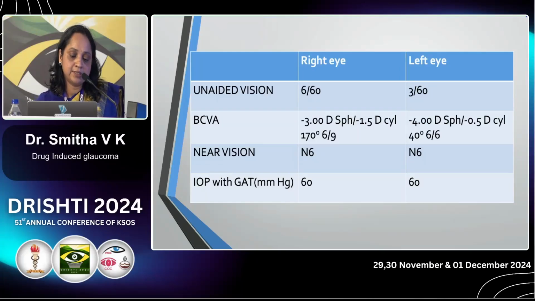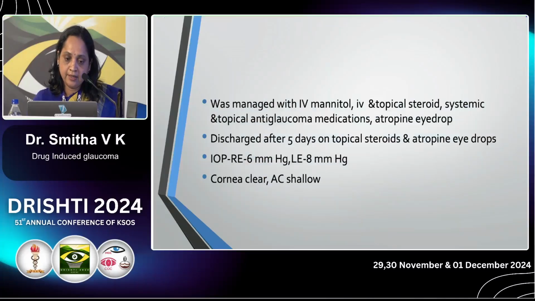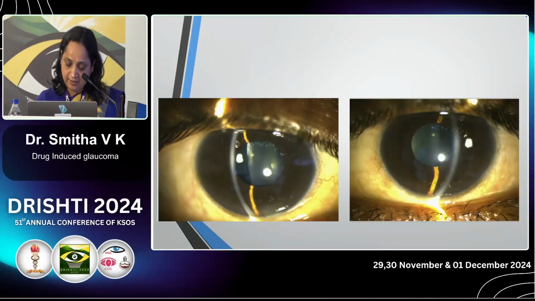And her IOP was 60 mmHg in both eyes. There was circumcorneal congestion, microcystic edema, shallow AC with a mid-dilated pupil and a normal disc. She was managed with IV mannitol, IV and topical steroids, systemic and topical anti-glaucoma medications, and atropine eye drops. She was discharged after 5 days on topical steroids and atropine, and her IOP was 6 mmHg in the right eye and 8 mmHg in the left eye. This was the slit lamp photo on the day of discharge.